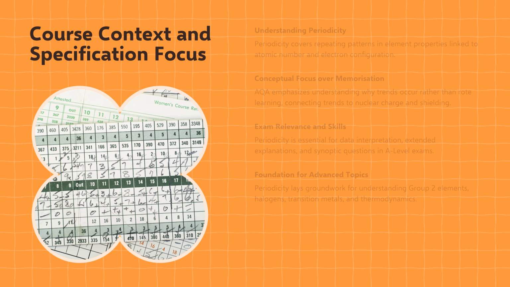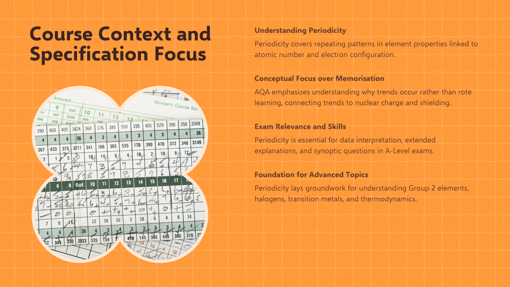Periodicity refers to repeating patterns and trends in the physical and chemical properties of elements when they are arranged by increasing atomic number. Periodicity provides essential foundations for later topics, including Group 2 chemistry, the halogens, transition metals, and thermodynamics. The periodic table arranges elements by increasing atomic number. Elements are placed into periods and groups based on their electron arrangements.